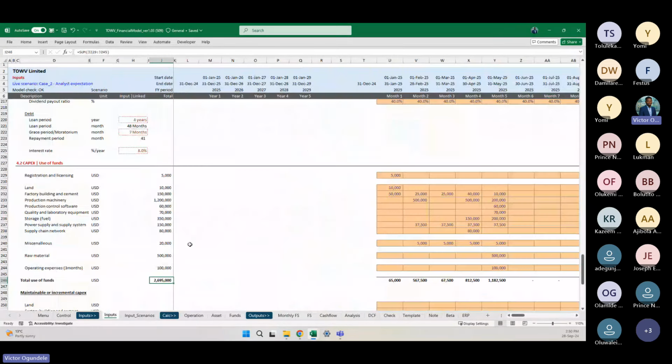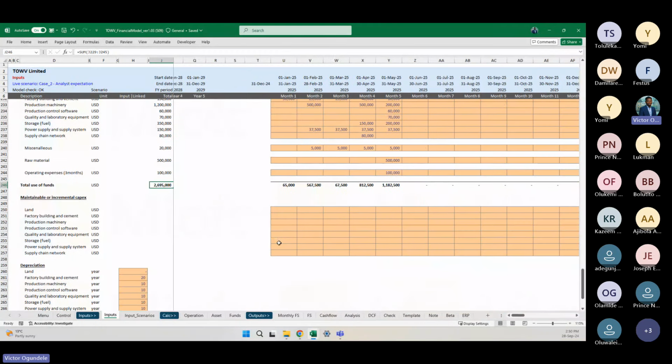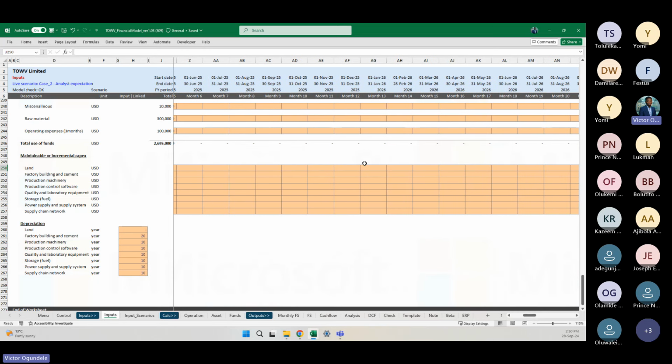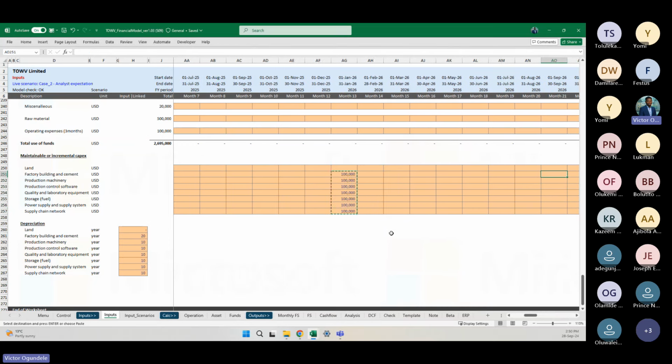So I think we made provision for that in our capex. Okay, yes. So you can see this maintainable incremental capex. Maybe starting from year 2, from month 13, maybe they'll be spending, you can check, on factory building and all those things. Maybe they'll be spending almost 1 million on each. So I put this from the 100,000, just more like maintainable capex. So much 25, I put that every year.